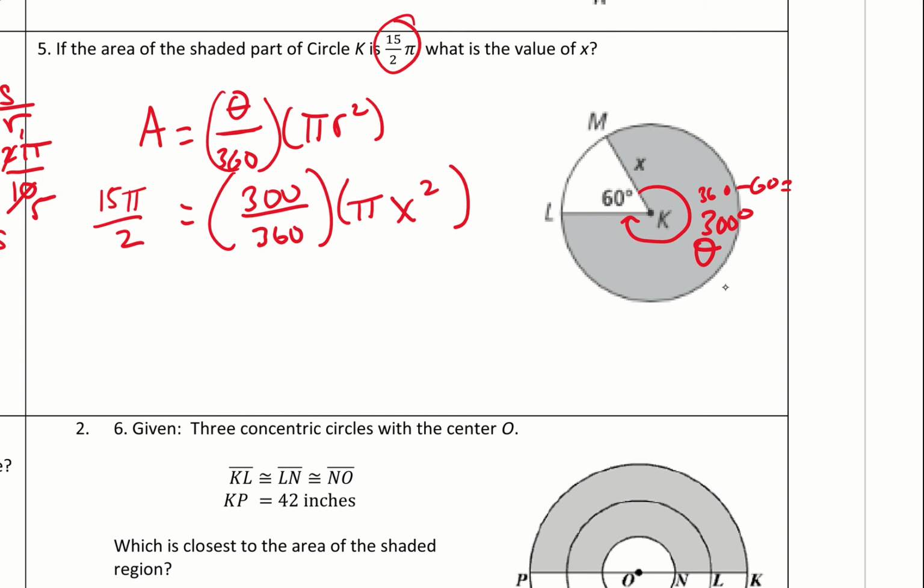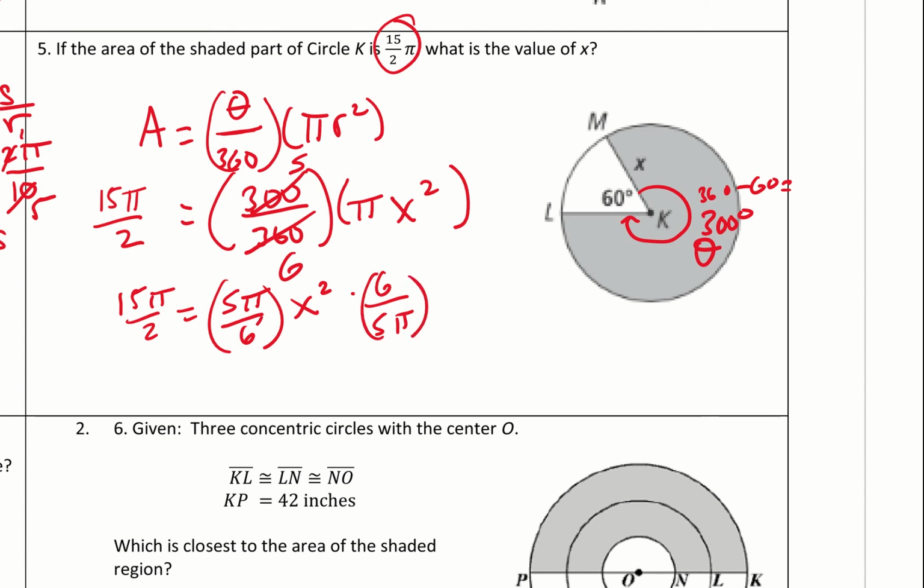All right, so we know that 60 goes into 300 5 times, and 60 goes into 360 6 times. That's really 5 over 6. So we get 15 pi over 2 is equal to 5 pi over 6, and then x squared. We're going to get rid of this by multiplying by 6 over 5 pi, multiplied by the reciprocal to cancel out.